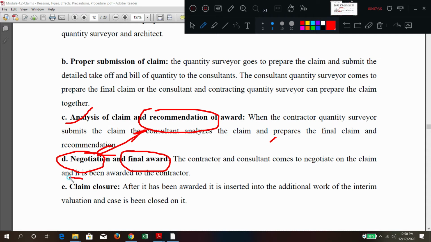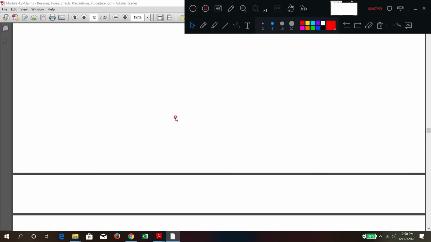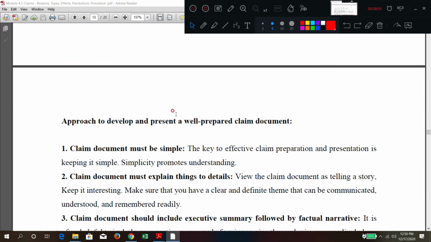Last one is claim closure. Everything is settled now. You can close that claim. This is the detailed step-by-step process. First is intent, second is preparation, third is submission, fourth is analysis, recommendation, negotiation, awarding, closure. You can write it in your own words. Like that, you can go for the administration of claims.